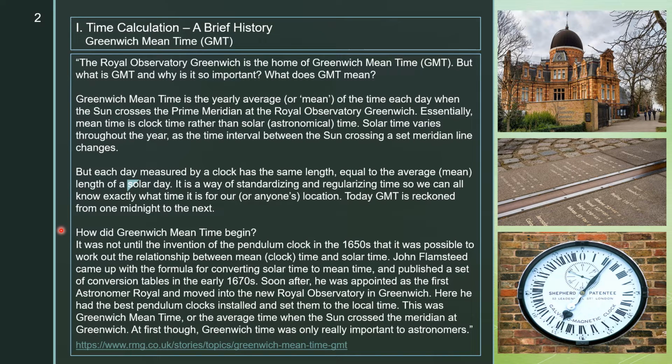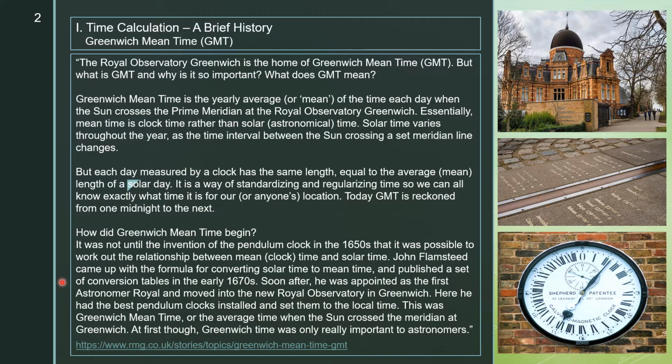How did Greenwich Mean Time begin? It was not until the invention of the pendulum clock in the 1650s that it was possible to work out the relationship between mean or clock time and solar time. John Flamsteed came up with the formula for converting solar time to mean time and published a set of conversion tables in the early 1670s.